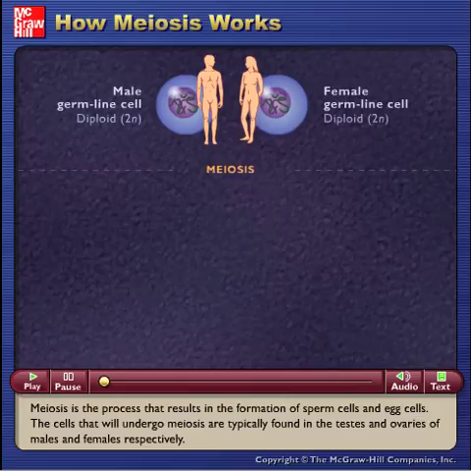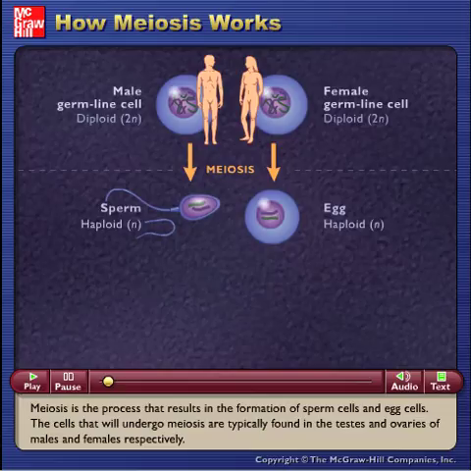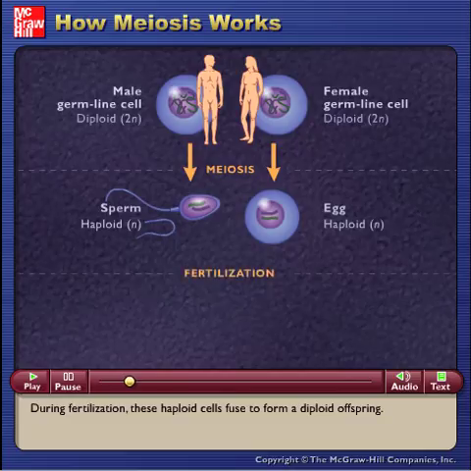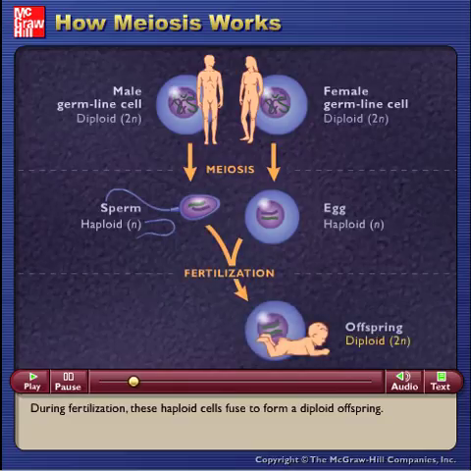Meiosis is the process that results in the formation of sperm cells and egg cells. The cells that will undergo meiosis are typically found in the testes and ovaries of males and females, respectively. These germline cells are diploid, having two sets of chromosomes, but will undergo meiosis to produce haploid cells, having one set of chromosomes. During fertilization, these haploid cells fuse to form a diploid offspring.